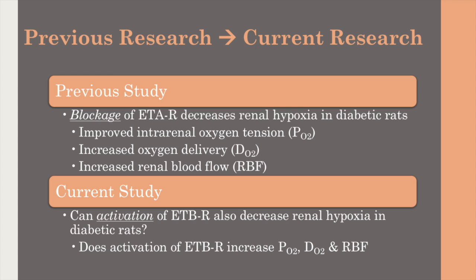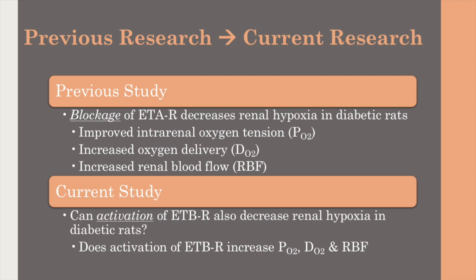Previously, these researchers performed a study in which they blocked the ETA receptor, resulting in decreased renal hypoxia in diabetic rats. This was because blockage of the ETA receptor resulted in improved intrarenal oxygen tension, also known as PO2, increased oxygen delivery, DO2, and increased renal blood flow. This makes sense because blocking ETA receptors helps to inhibit vasoconstriction as well as tubular constriction so that more solutes and nutrients can make their way to the nephron.